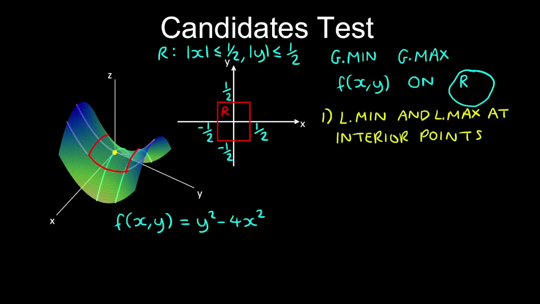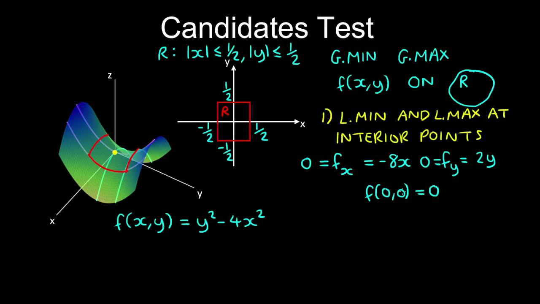So to find the local extrema at the interior points, we find the critical points by taking the partial with respect to x, which gives minus 8x, and the partial with respect to y gives 2y. And setting these partial derivatives to 0 gives our critical point at x equals 0 and y equals 0. So therefore the z coordinate of our critical point is 0, which is the only critical point.